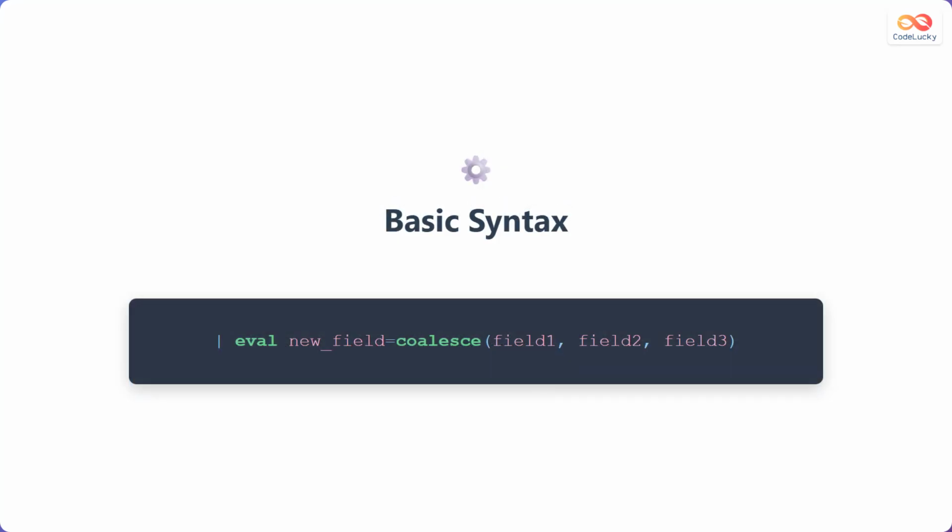The basic syntax for the coalesce command is straightforward. You use the pipe symbol followed by eval, then specify your new field name equals coalesce, and inside parentheses, list the fields you want to check in order. The command will evaluate field1, field2, field3, and so on, returning the first non-null value it encounters.